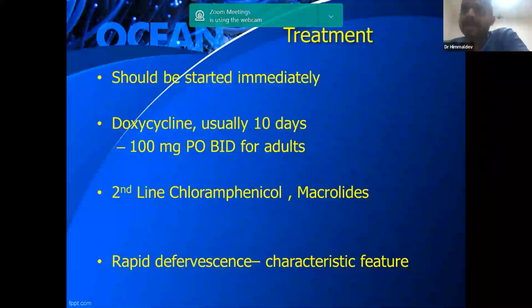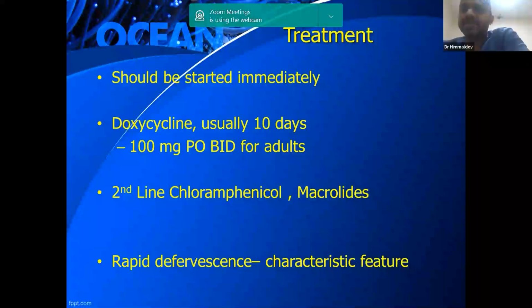Treatment should be started immediately. Doxycycline is the drug of choice. We give 100 milligrams twice daily for 10 days. Sometimes resistant rickettsial infections require second-line drugs. Like I told you, we use macrolides, chloramphenicol, and sometimes rifampin also.